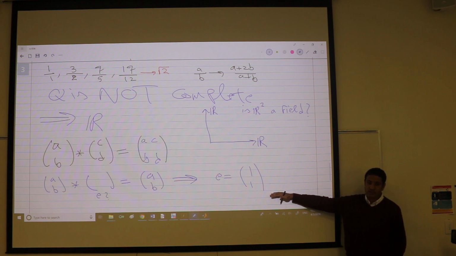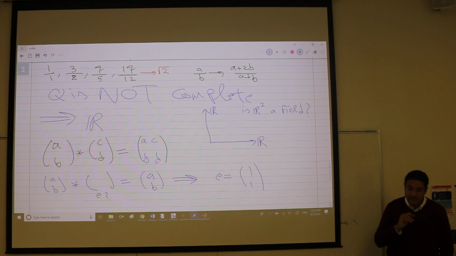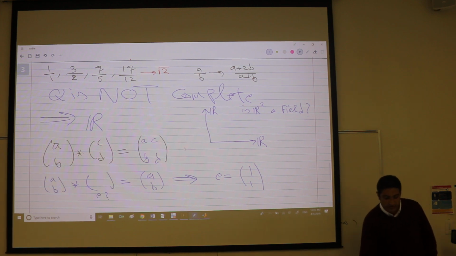No, field, you should... A ring. A ring, right? Very good. So up to this point, R2 is a ring. It's not a field yet. For a field, I need to show that I can divide.